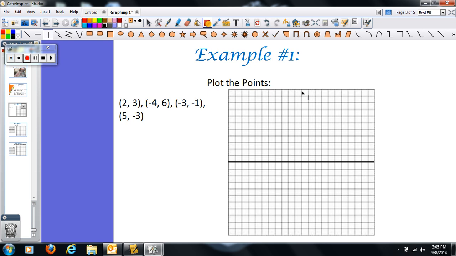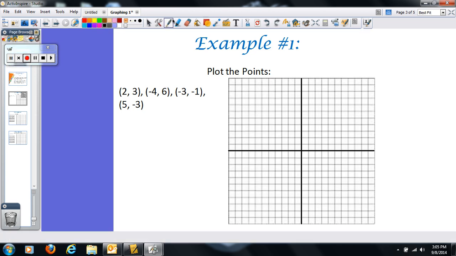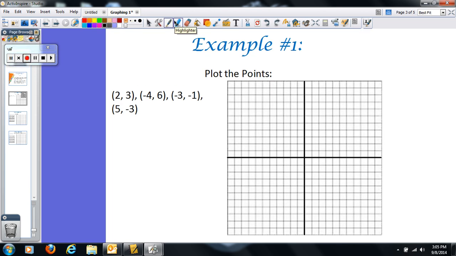So all I'm doing right here is graphing an XY coordinate plane, or XY axis, putting my little arrowheads on there. Okay. So first thing we need to remember when we're graphing is that the vertical line here is your y-axis. This is your x-axis.